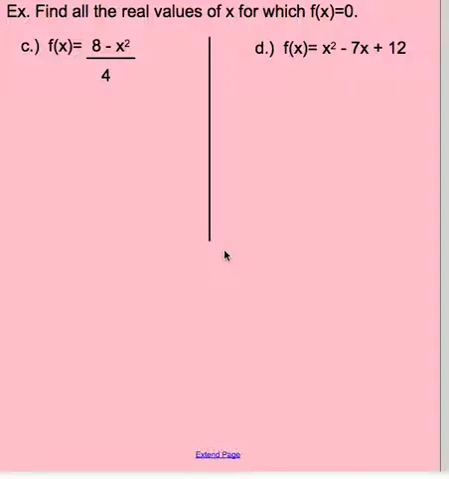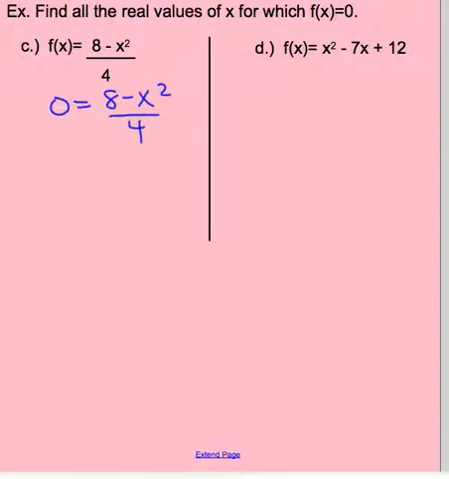values for which the function equals 0. So this is also what we call the zeros of the function. So we set the function equal to 0, and we're going to solve this equation for x.